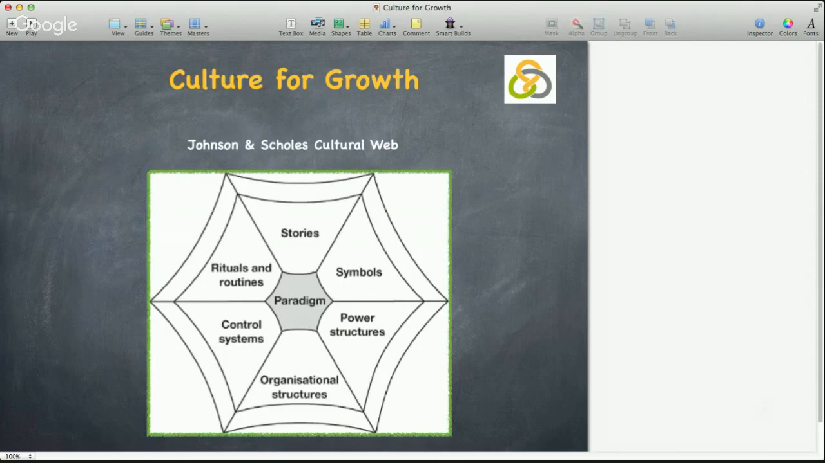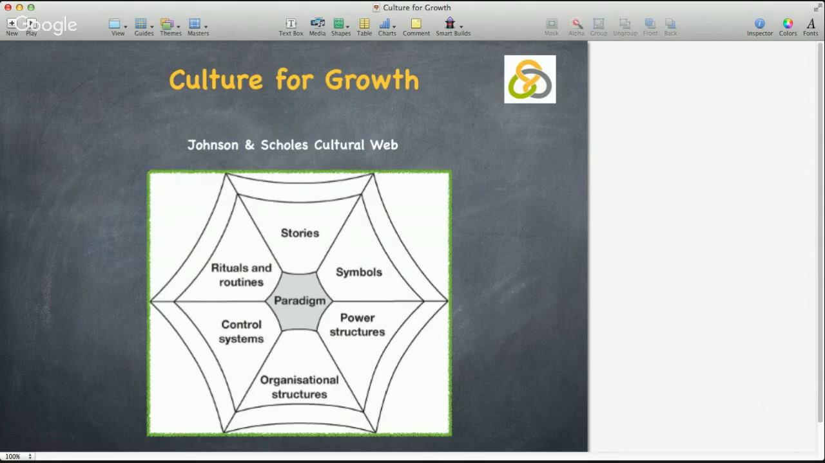Symbols. Aspects of the organisation, such as logos, offices, cars, car parks, and titles. The types of language and terminology that's commonly used. These symbols become shorthand representation of the nature of the organisation.